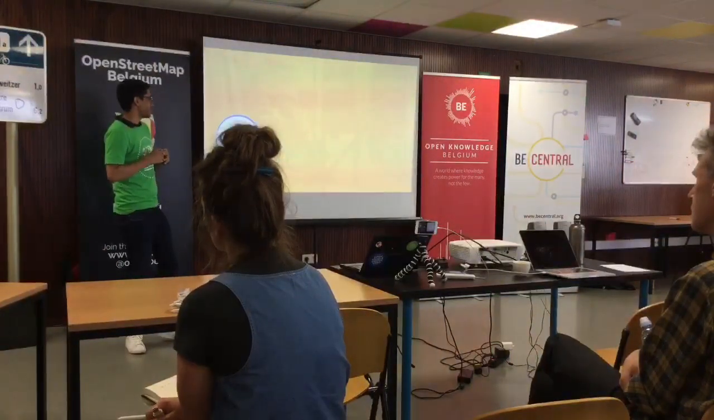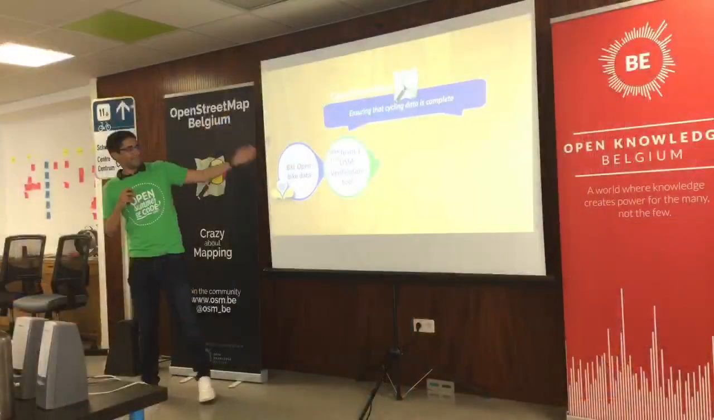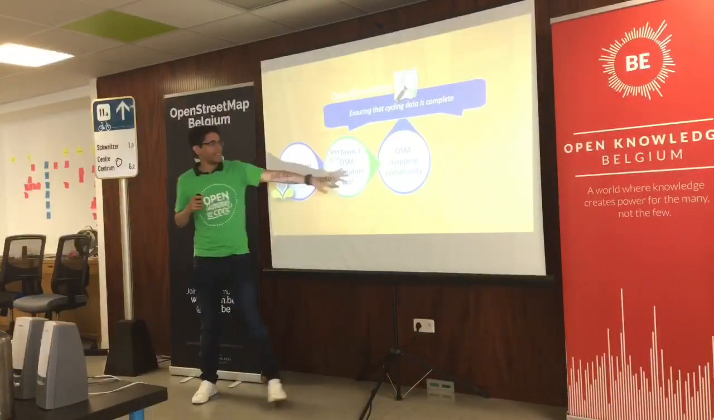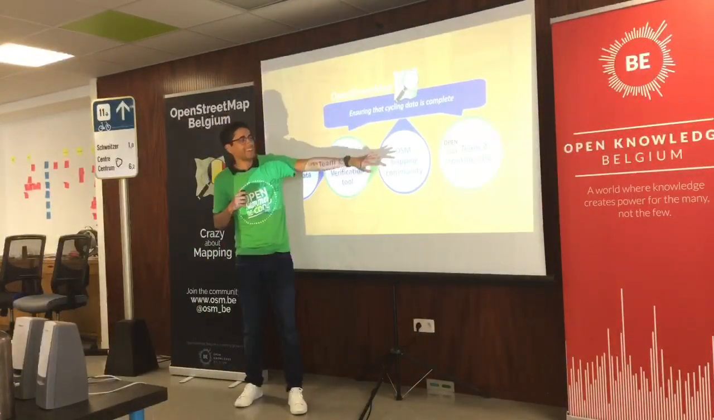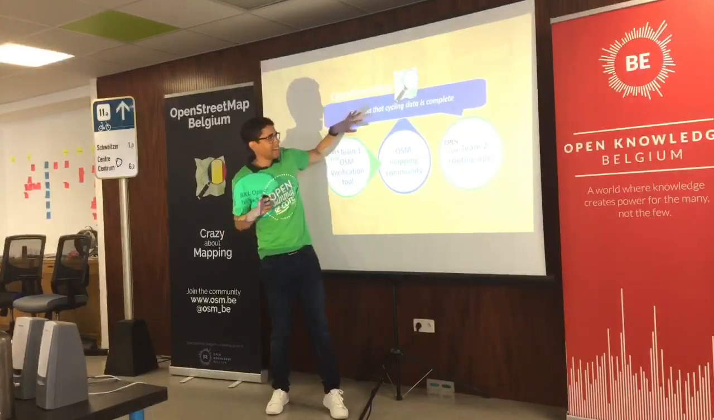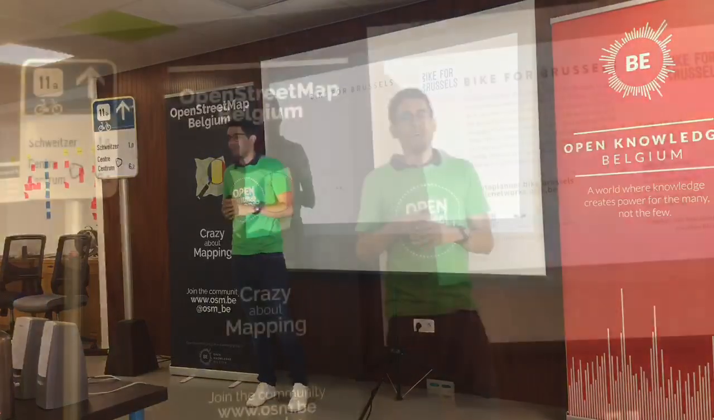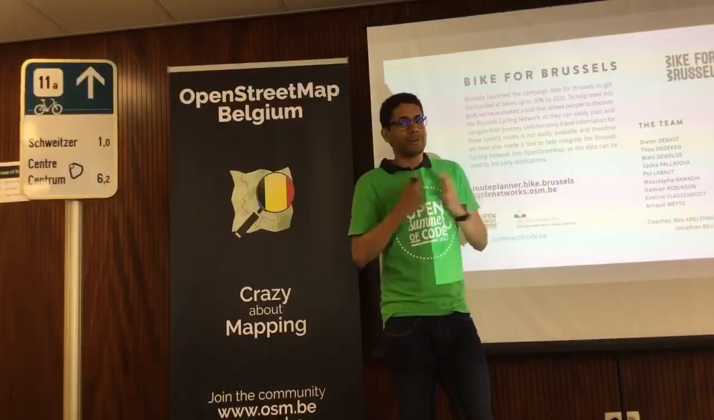So just to summarize: open data, OpenStreetMap, and team validation with the OpenStreetMap community. And then, as the data becomes complete and reliable, we have a routing app, which I explained before. And I thank you for your attention.